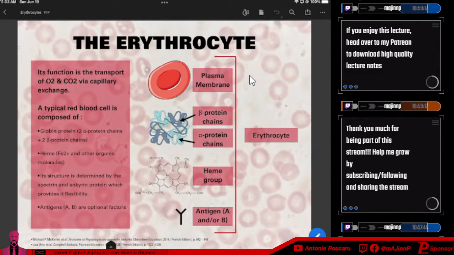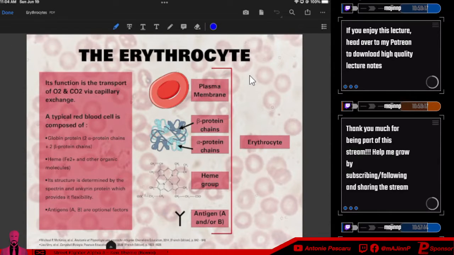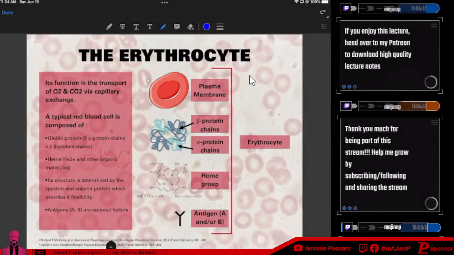We move on finally to the erythrocyte itself. We're going to look at the anatomy right now. First thing we have is the plasma membrane. This whole thing over here is the plasma membrane. Like I said, they're anuclear. They don't have any organelles. What they do have inside of them, because they eject their organelles once they mature, is just a bunch of what you have here, which is the hemoglobin, made out of beta protein chains and alpha protein chains.